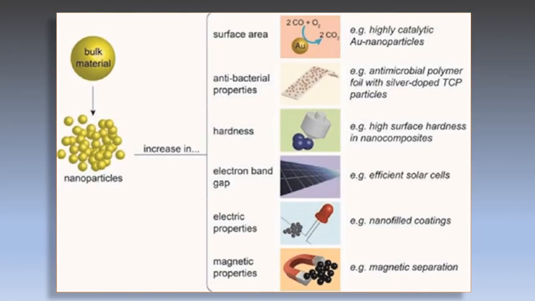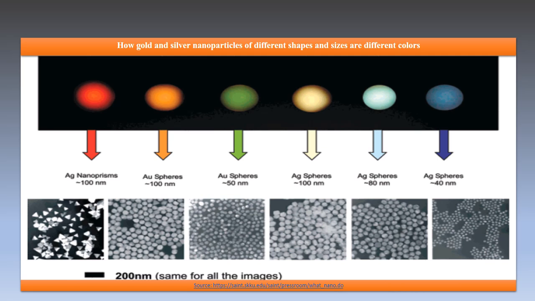At the nanoscale, properties such as melting point, fluorescence, electrical conductivity, magnetic permeability, or chemical reactivity can change as a function of the particle size. For example, gold and silver change their color at the nanoscale. Gold nanoparticles of spherical shape and 100 nanometer size appear green in color, and silver nanoparticles of triangular shape and 100 nanometer size show red color.